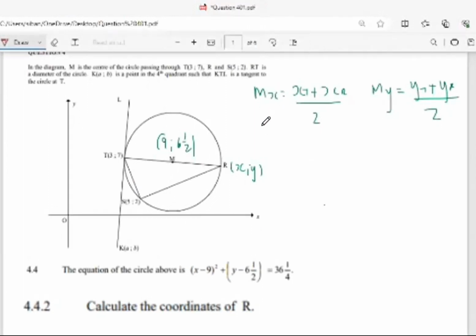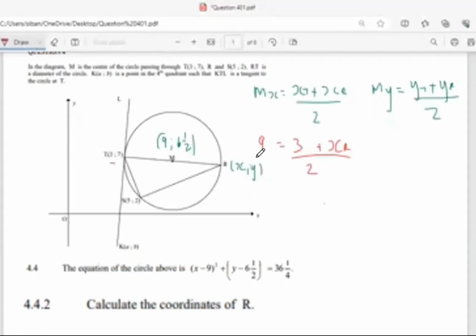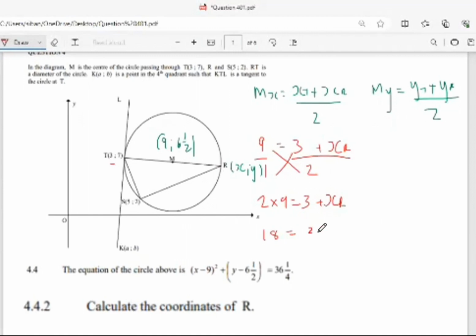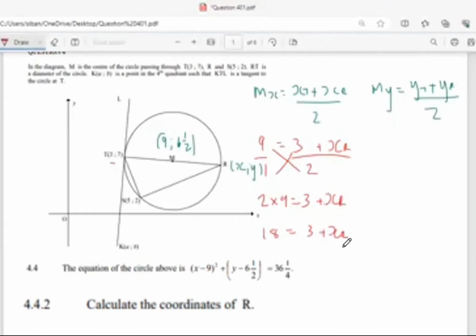So we have the X coordinate of the midpoint, which is 9. We have the X coordinate of T, which is 3. So we'll add that to the X coordinate of R, divide that by 2. To solve for R, I will just use cross multiplication. So 2 times 9 equals 3 plus the X coordinate of R. 2 times 9 is 18, equals 3 plus the X coordinate of R.